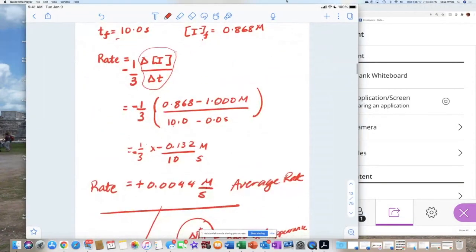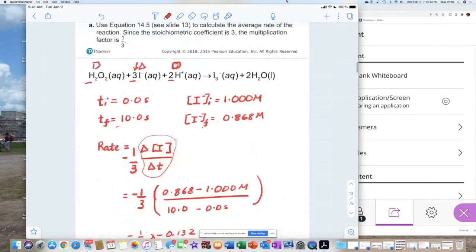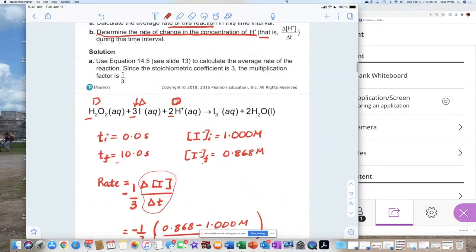So it should be, looking at this right here, like 0.0132. So the amounts don't match, right? The rate at which I minus reacts doesn't match the rate at which H plus reacts because they have different coefficients, right? Probably have different starting amounts.